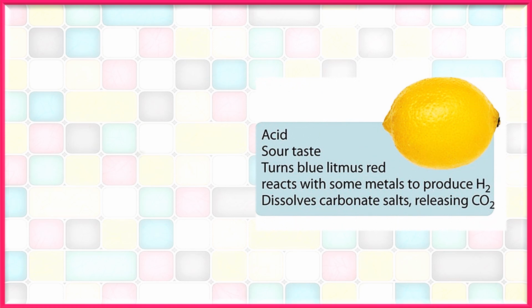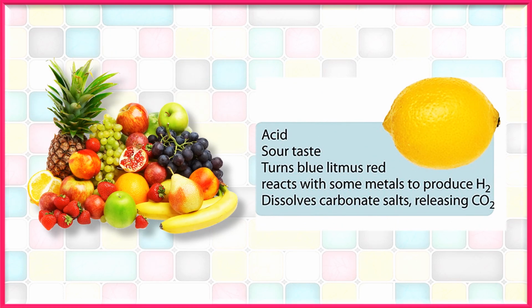So, in short, the properties of acids are sour taste, turn blue litmus red, reacts with some metals to produce hydrogen, and dissolves carbonate salts, releasing carbon dioxide.